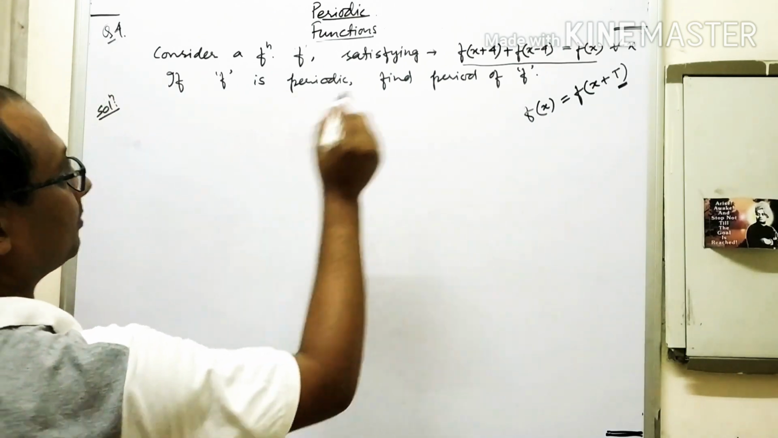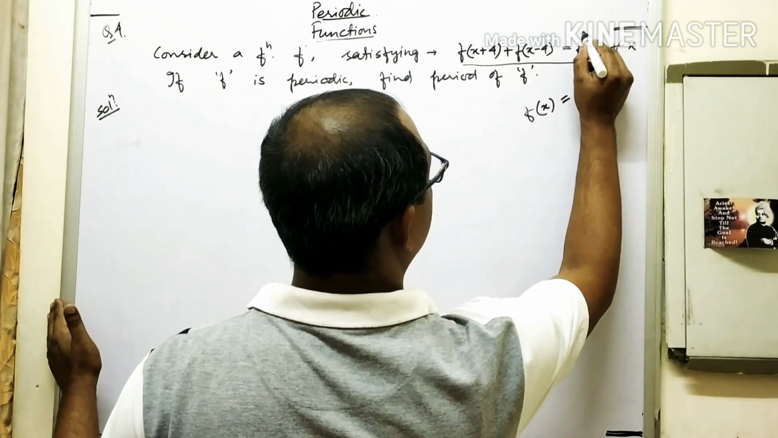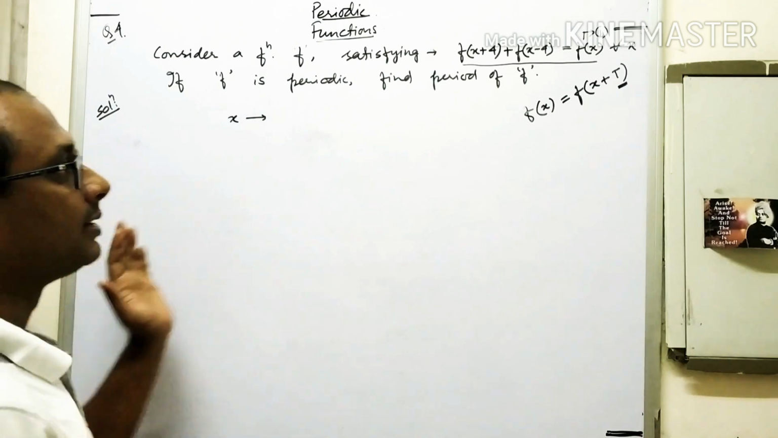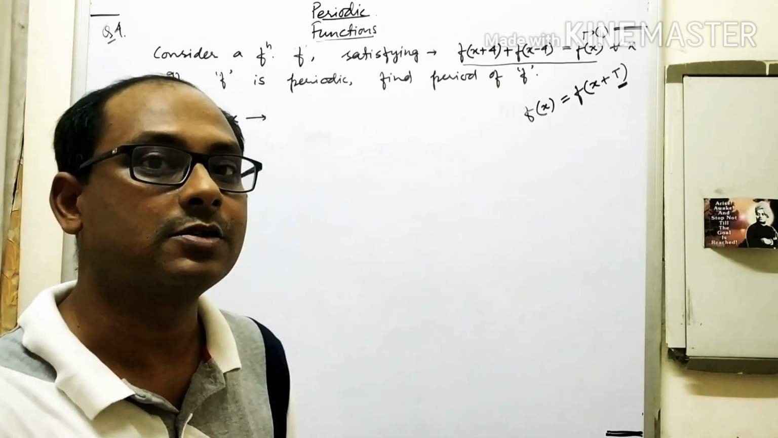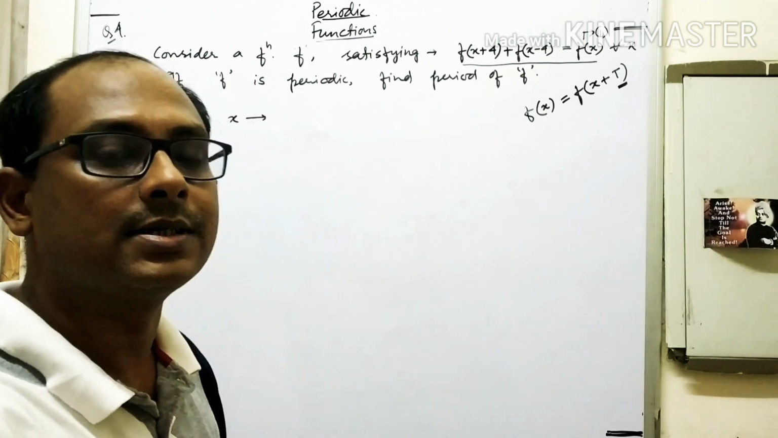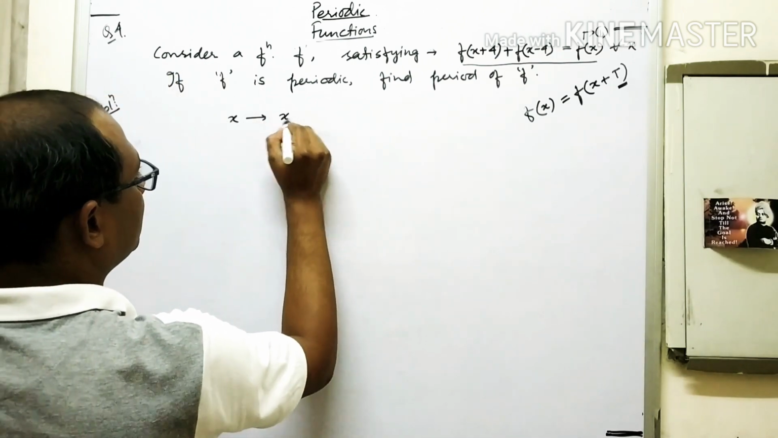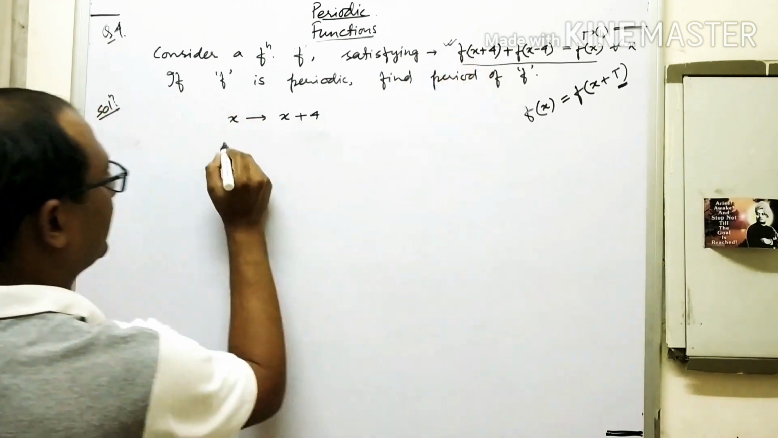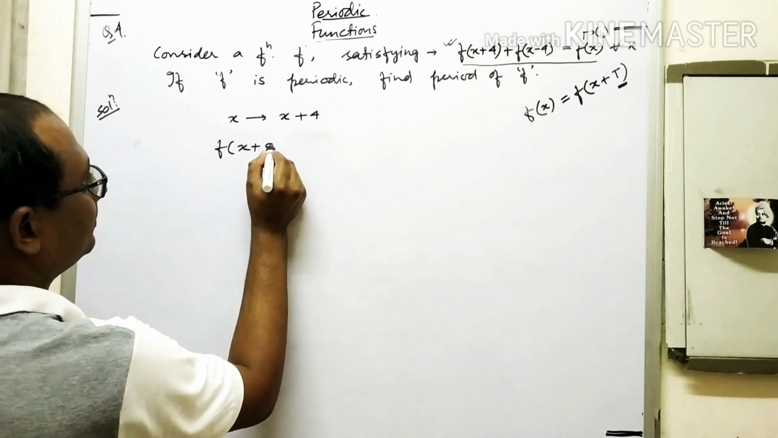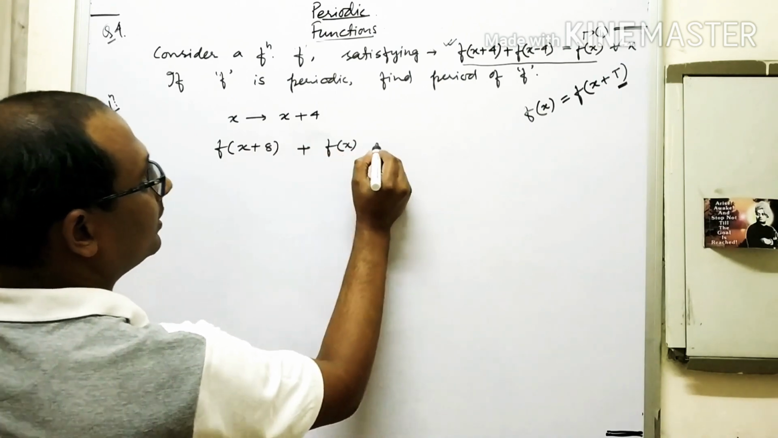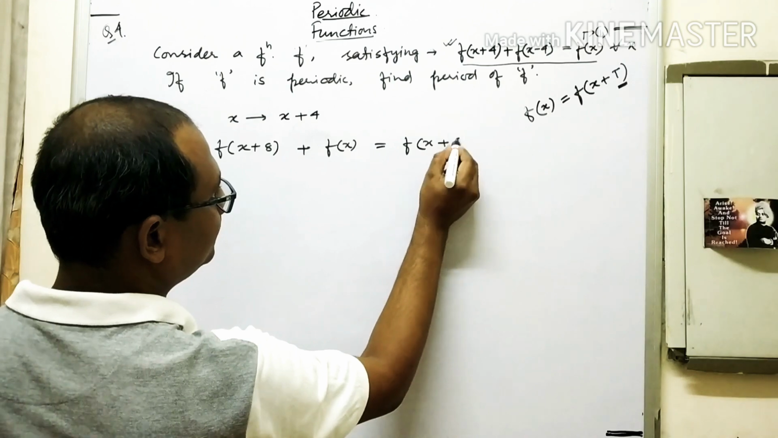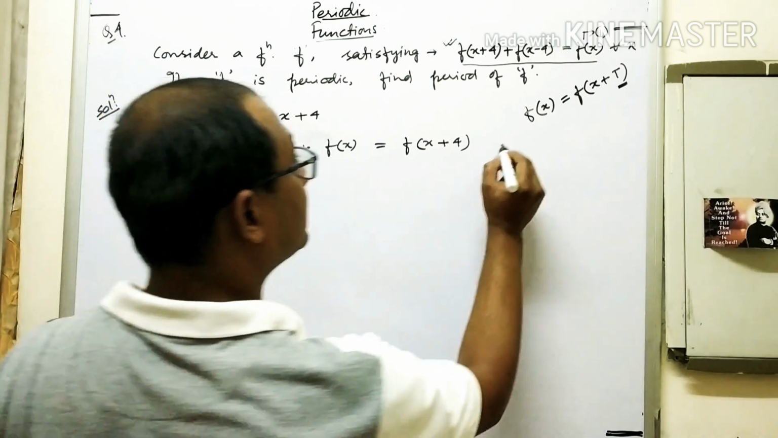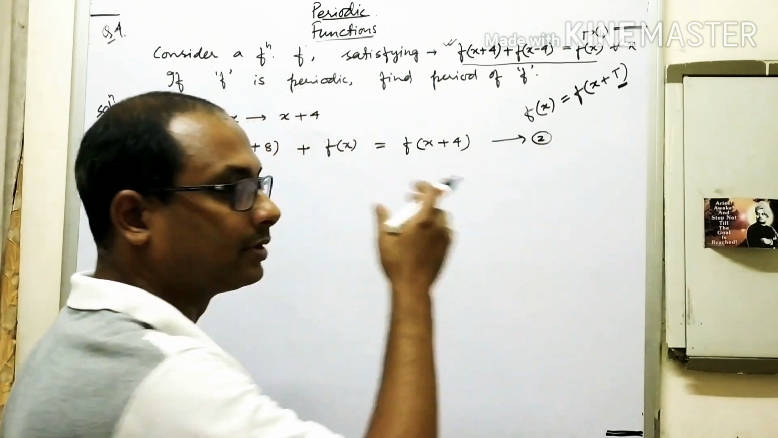So first of all, let us start with this one as equation number 1. What I'll do is replace x by, generally, the nearest value of x, the most general case. So x will be replaced by x plus 4. On the left hand side of the given equation, we'll get f of x plus 8 plus f of x equal to f of x plus 4.